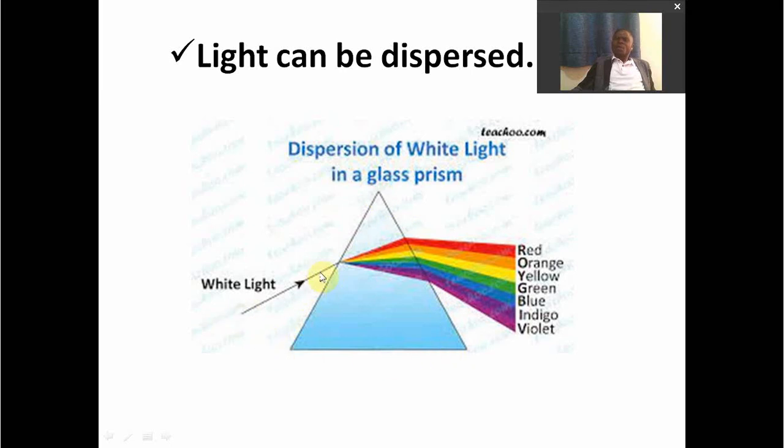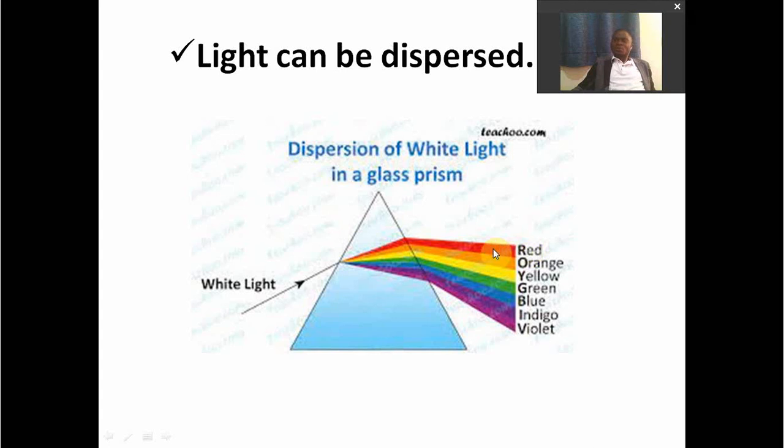What happens when white light passes through a glass prism? When white light passes through a glass prism, it is separated into several colors that we refer to as the spectrum. And these colors are here. We have the violet, the indigo, the blue, the green, the yellow, the orange, and the red. You can always even see these colors on the rainbow. Have you ever seen a rainbow? Yes, a rainbow has got these colors. These colors are seven: violet, indigo, blue, green, yellow, orange, and red.